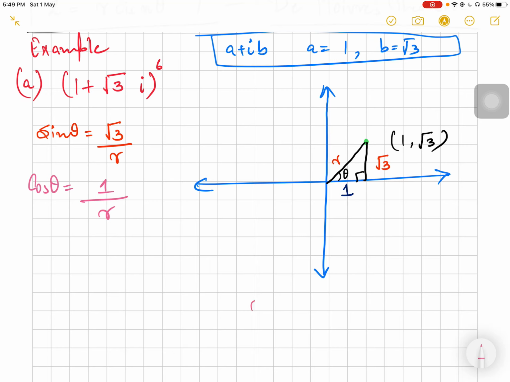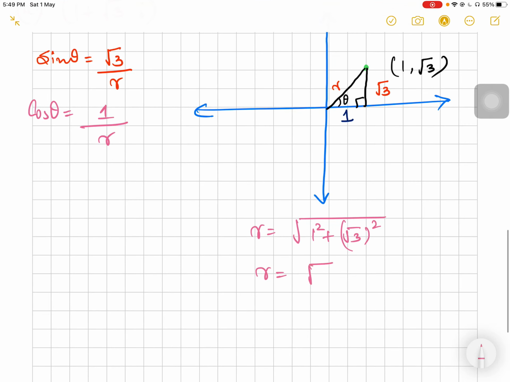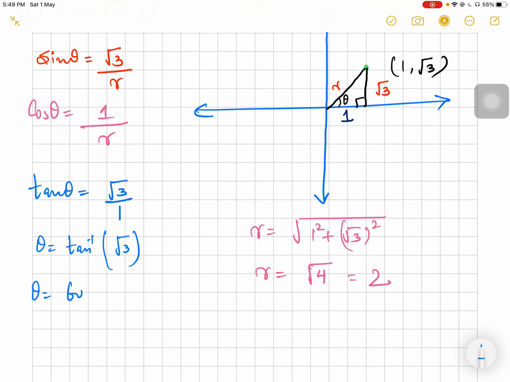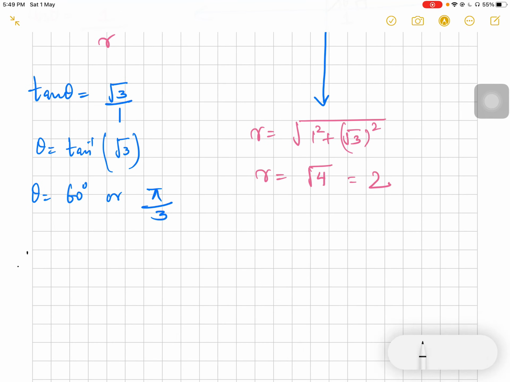Using the distance formula, r will be square root of 1 square plus root 3 whole square, so r is square root of 4. That means r is 2. Now tan theta is root 3 upon 1, perpendicular upon base, or opposite upon adjacent, whichever way you feel comfortable. So theta is tan inverse of root 3. Some people use arctan, that is up to you. This gives theta is 60 degrees, or in terms of pi, pi by 3 radians. Therefore my polar form is 2 cis pi by 3.